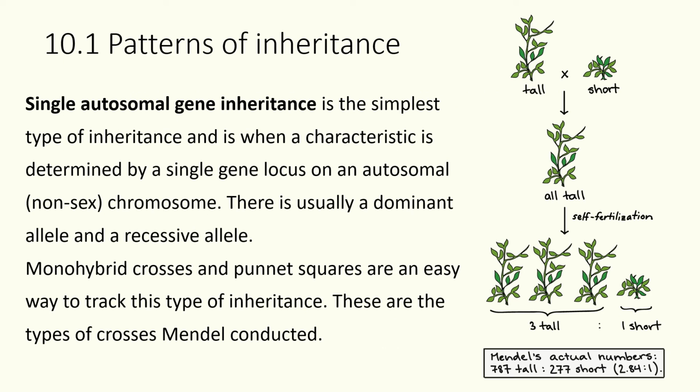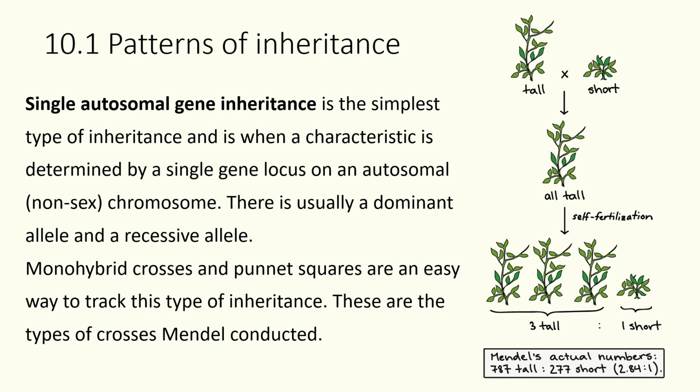When we look at our most basic form of inheritance, known as Mendelian inheritance, or single autosomal gene inheritance, it's characterized by having a single gene controlling the trait, and it's found on an autosomal, non-sex chromosome. In most cases, we have a dominant and recessive allele, and we can use Punnett squares to track these super easily, which is what Mendel did.